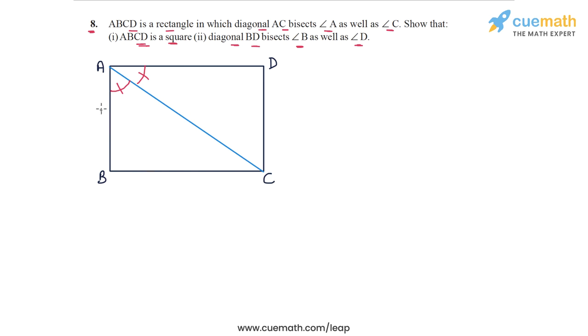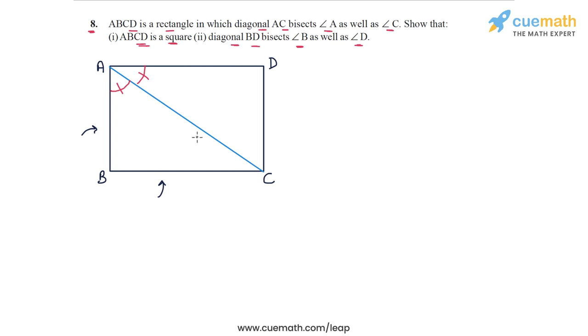Okay, so we are told that the angle at A is bisected, so angle BAC and angle DAC are equal. Now I'm going to try and prove that AB and BC are equal, because in a rectangle, if adjacent sides are equal, then that rectangle is a square, and that will help us prove that ABCD is a square.